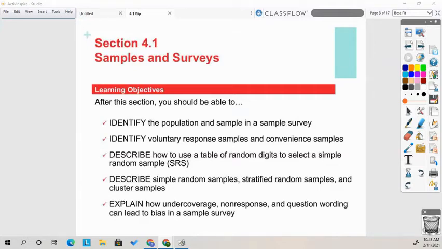Okay, so today we're starting chapter 4. Section 4.1 is samples and surveys. Get my screen ready. Here we go.